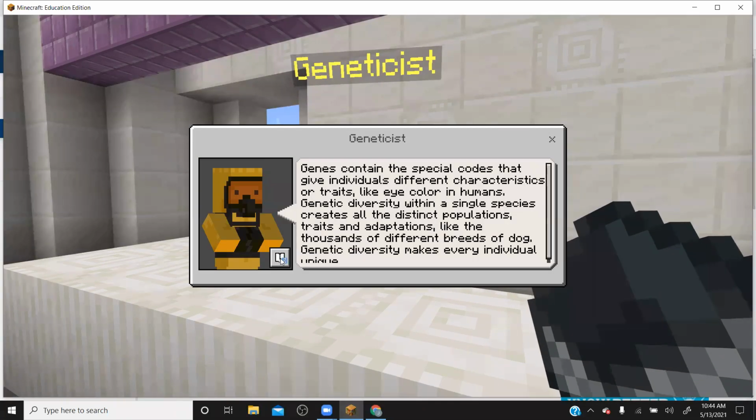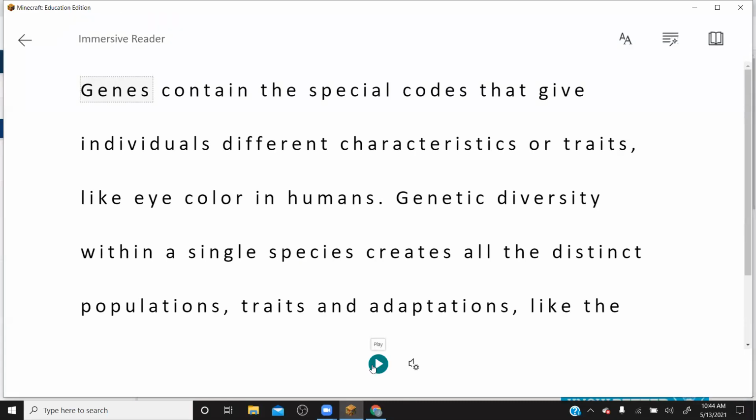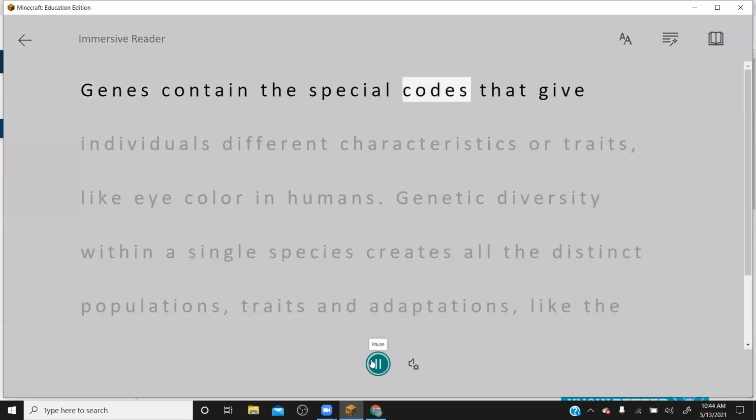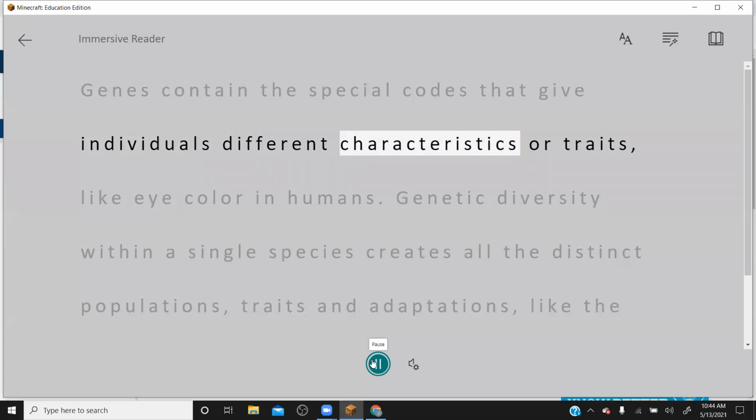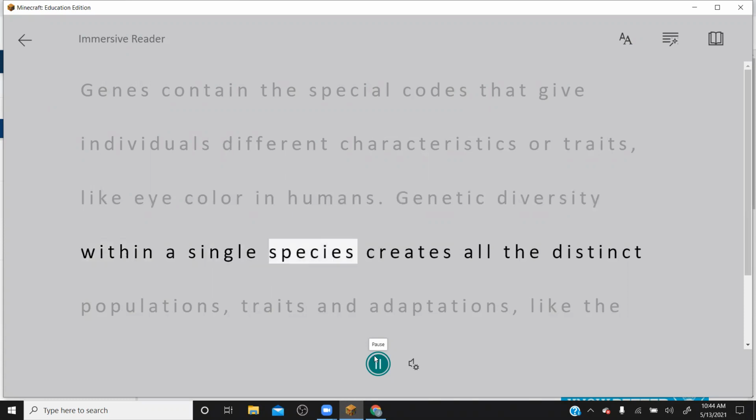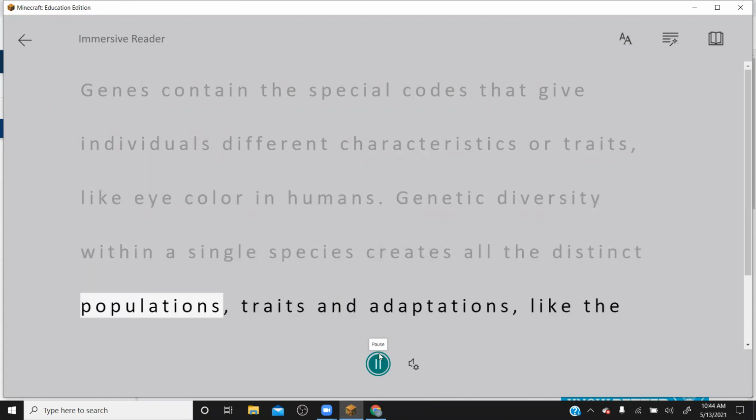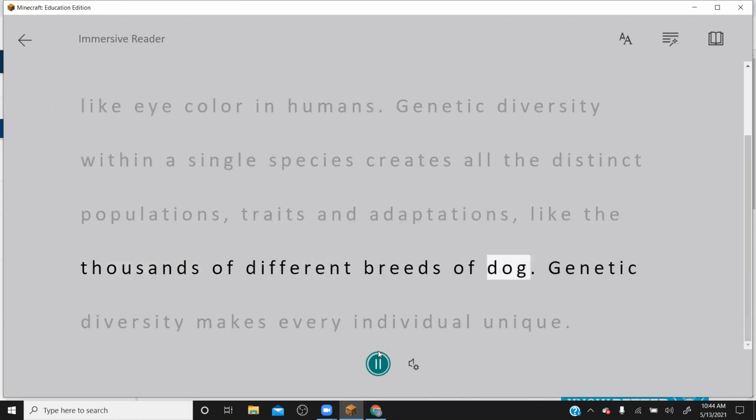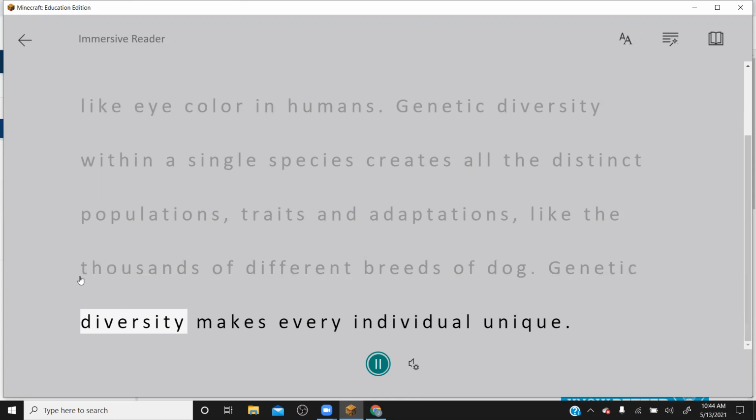A geneticist. Let's find out what geneticists are doing. Genes contain the special codes that give individuals different characteristics or traits, like eye color in humans. Genetic diversity within a single species creates all the distinct populations, traits, and adaptations, like the thousands of different breeds of dog. Genetic diversity makes every individual unique.